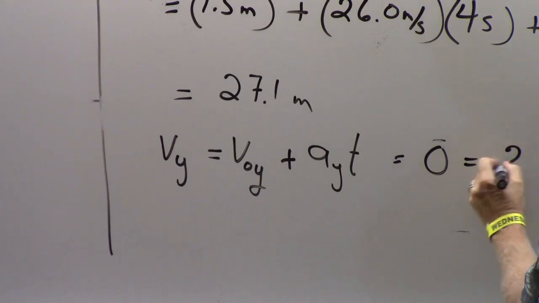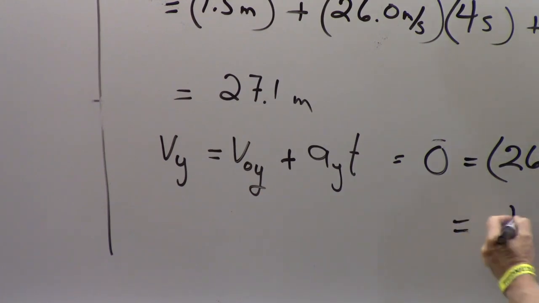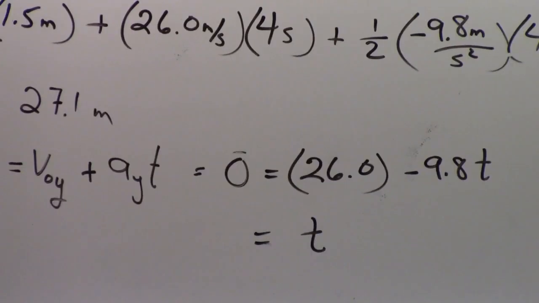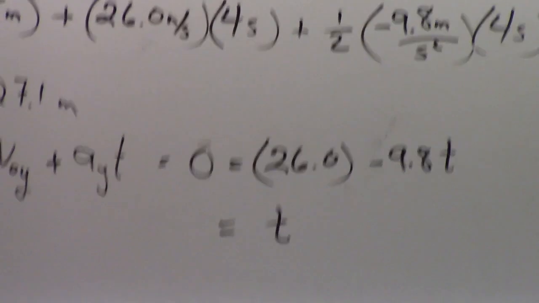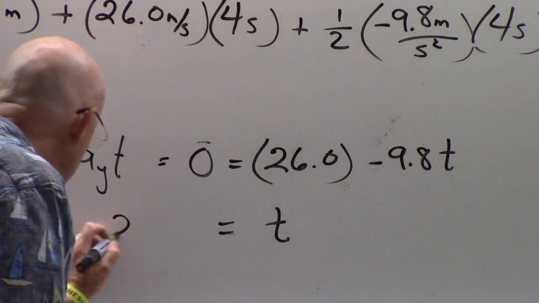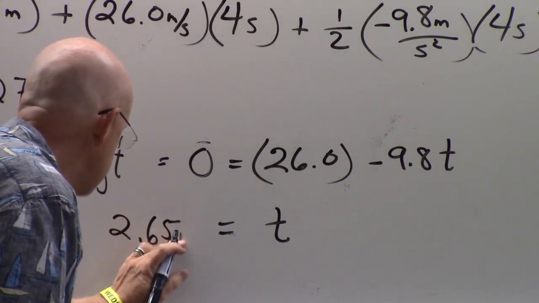So the initial speed is 26.0. The acceleration is negative 9.8. So if I take the 26, oops, it's a 36. If I take the 36 and move it to the other side, it's a negative divided by the 9.8. That's also a negative. I get 2.65 seconds.